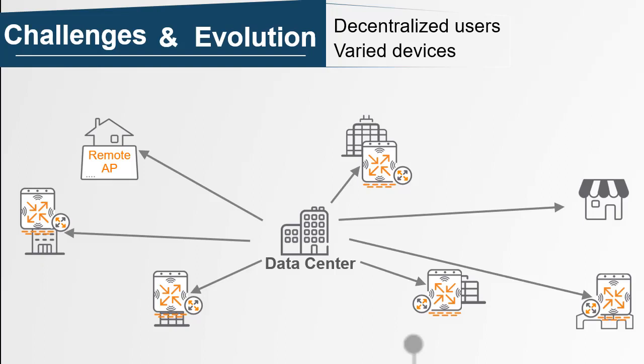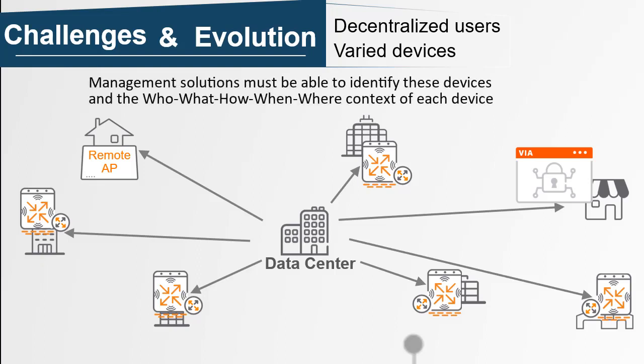Same user experience, same management visibility as if they were on campus. The same holds true of employees working from a hotel, with special secure VPN solutions like Aruba's VIA client. So, you have users connecting from various locations using various devices, PCs, tablets, and smartphones. Now, there are challenges here to be sure. Management solutions should be able to identify these devices along with the who, what, how, when, and where context information.